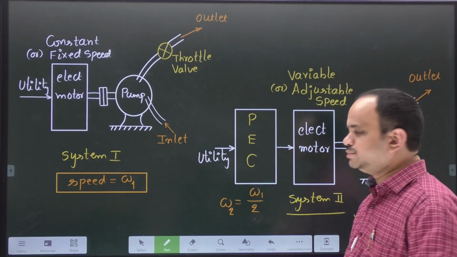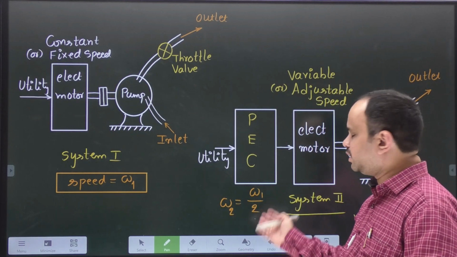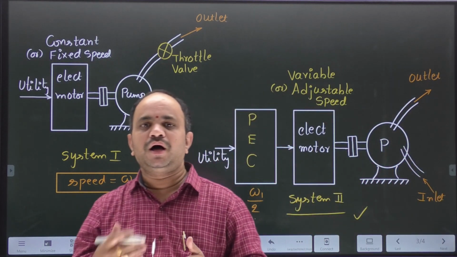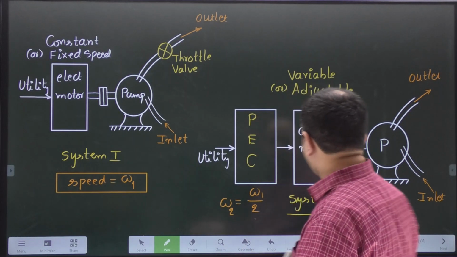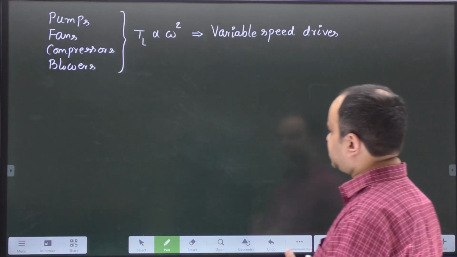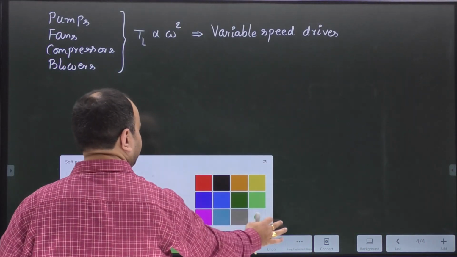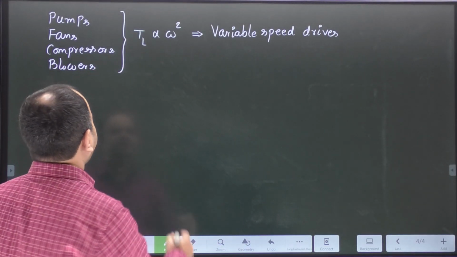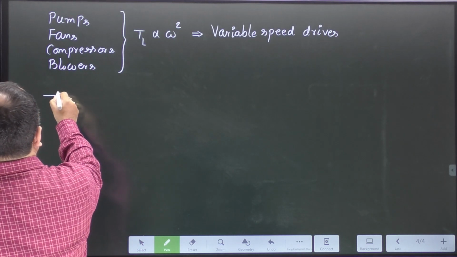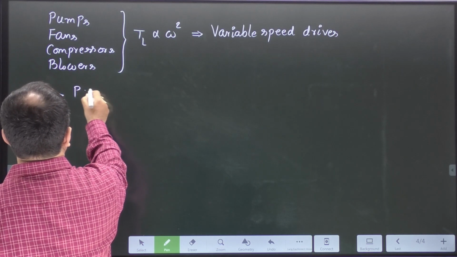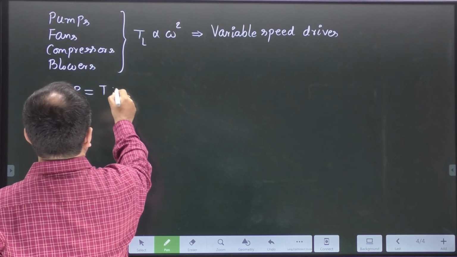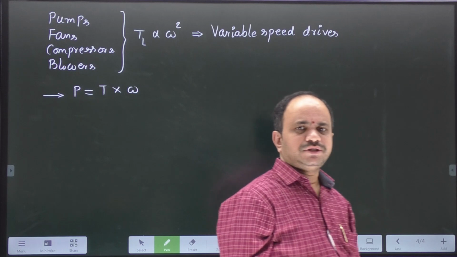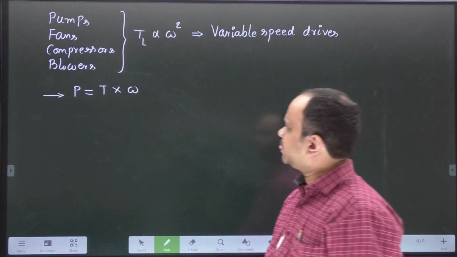Now let us assume the second system is operating at a speed of omega 1 by 2. So when you reduce the speed by half, let us see what will happen with power consumption. When torque is proportional to the square of the speed, we all know the relationship between power, torque and speed: power is equal to torque multiplied with speed, speed in radian per second.